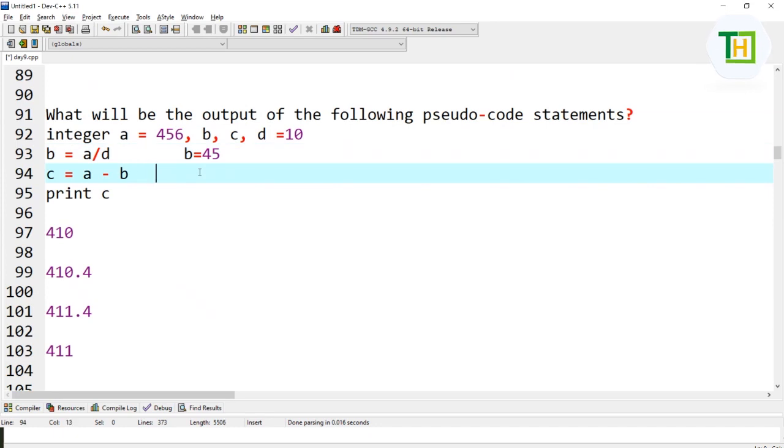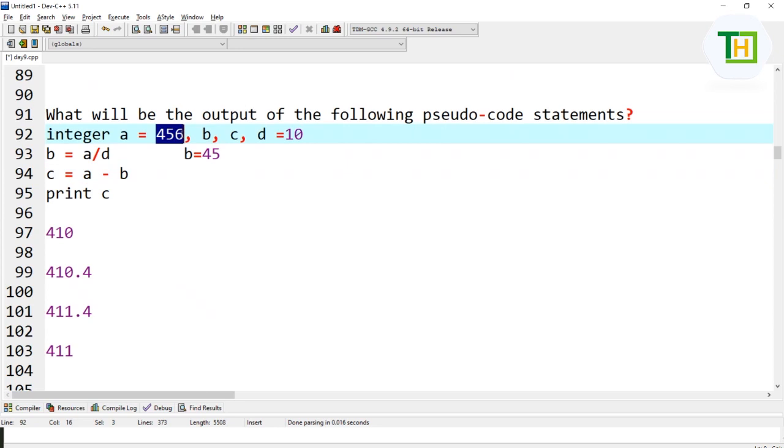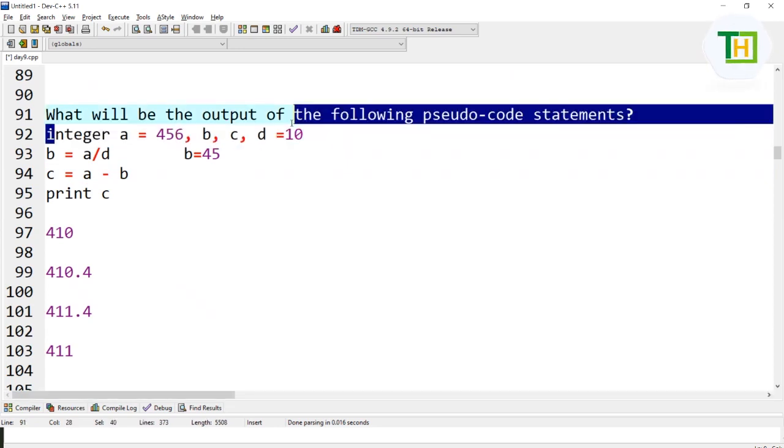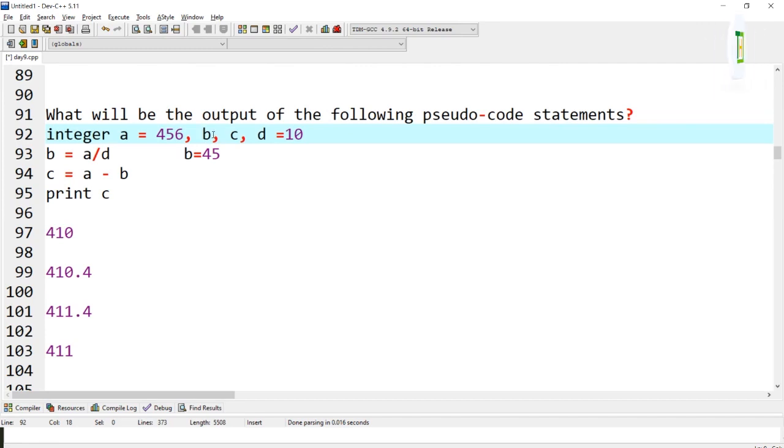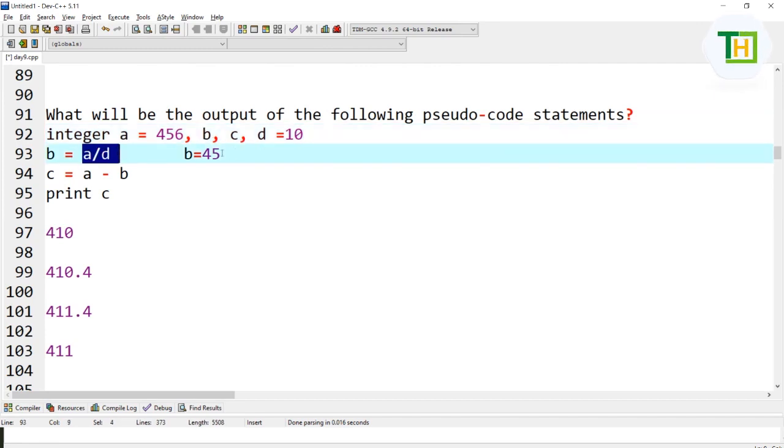Then coming to this value, don't think that it is 45.6 here. Both are integers definitely, and B is also an integer. That's why integer by integer is integer. If B is a float, it is going to be 45.0, not 45.6. If both are integers, definitely it is going to represent an integer only.